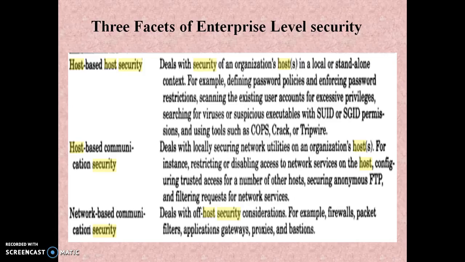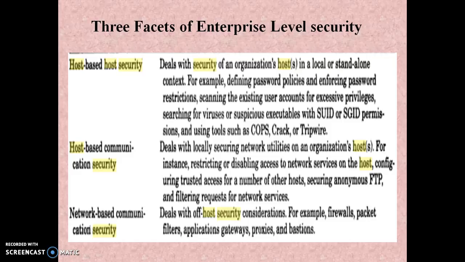Next one, we are dealing with the facets of enterprise level security. These are the enterprise level security facets that we have to discuss today in short. First one is host security. Then is host-based communication security. Then is network-based communication security.